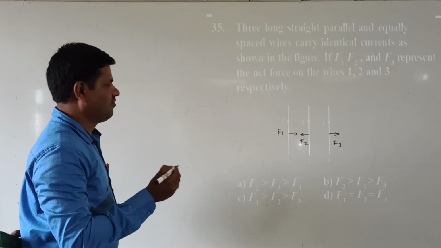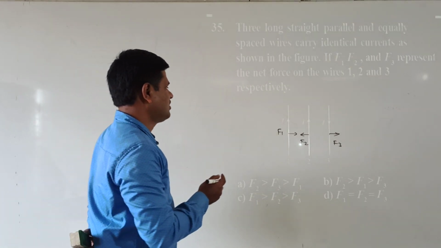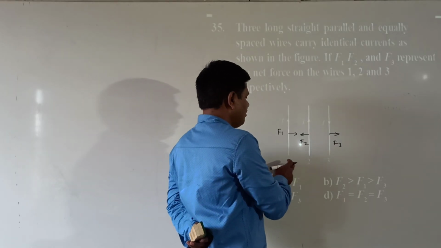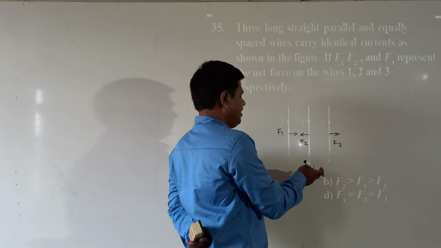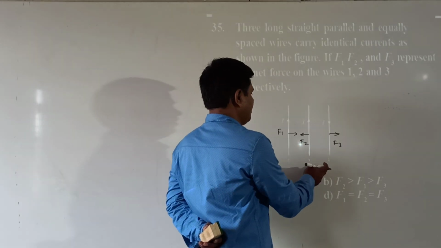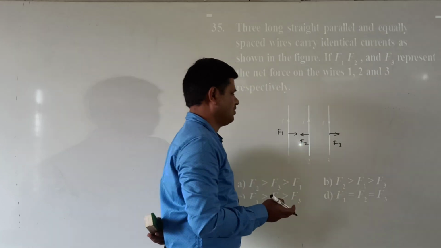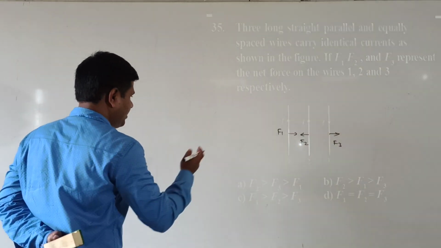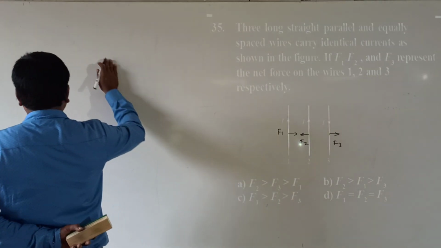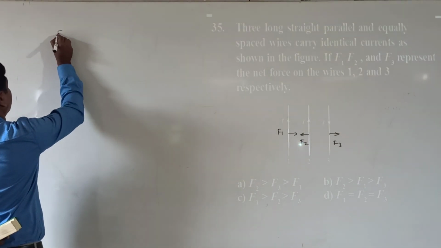Generally, to find F1, F2 and F3, we need the force acting on 1 due to 2 and 3, the force acting on 2 due to 1 and 3, and the force acting on 3 due to 1 and 2. Those values we have to find. That is the resultant force acting on F1, which we have to write here.